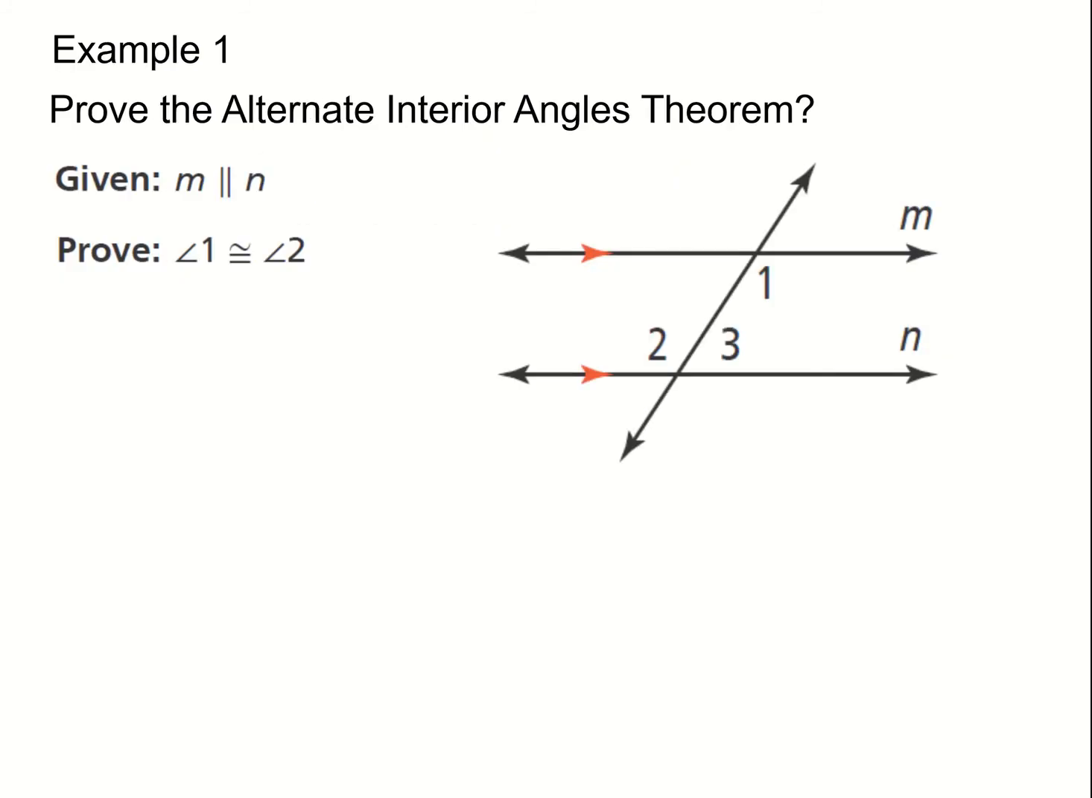So let's go ahead and prove the alternate interior angles theorem. The postulate that we mentioned earlier, the same side interior angles postulate, is something that we take as true. Therefore, we can use that in order to prove the alternate interior angles theorem. Looking at this diagram, we have two parallel lines, M and N, cut by a transversal, we'll call it T. And we're looking at just 3 angles here. Given that M is parallel to N, prove that angle 1 is congruent to angle 2.